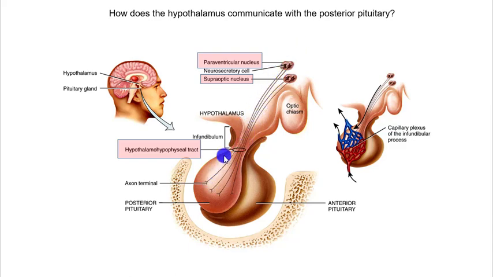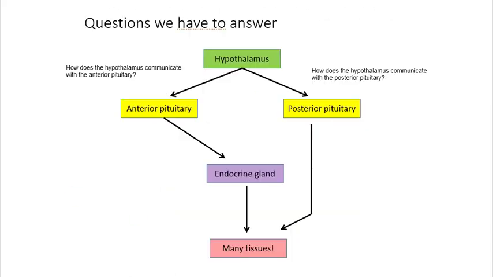But this pathway right over here is called the hypothalamo-hypophyseal tract. I know that's a mouthful, but if you break it down, hypothalamo means hypothalamus. Hypophyseal means hypophysis. Remember, hypophysis is another term for pituitary. So through this neural pathway, that's how we communicate from the hypothalamus to the posterior pituitary. Okay, so let's come on back to this slide.